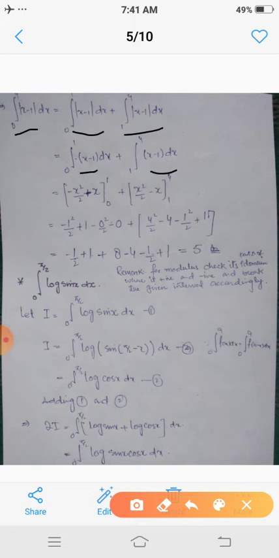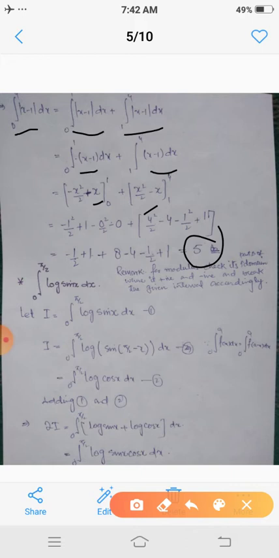Now integrating this, it is minus x square by 2 plus x from 0 to 1, and for x minus 1, the integration is x square by 2 minus x from 1 to 4. Now substituting these values by the definition of definite integral, we simply get 5 after simplifying. So this is the required value of this definite integral.